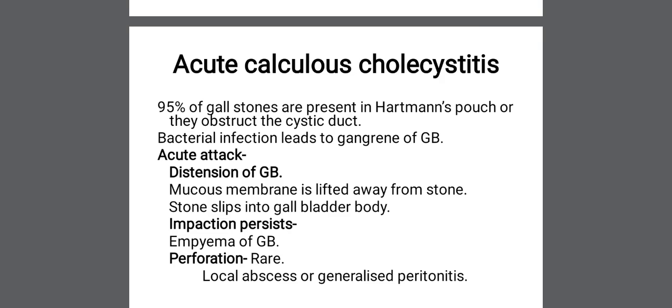In 95% of cases, the gallstone is found impacted in Hartmann's pouch, or it may obstruct the cystic duct. The bacteria can be cultured from the bile or gallbladder wall, and the organisms present are E.